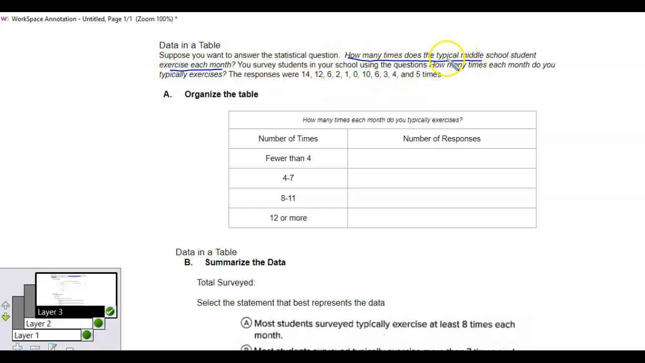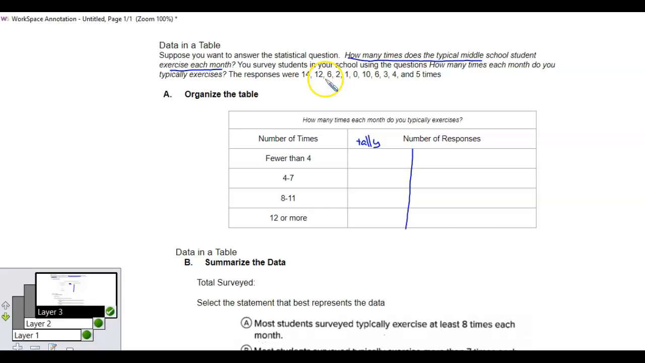Notice it uses the word typical. All right. There's lots of answers. Notice these are the answers we got. You survey students using the question, how many times each month do you typically exercise? Okay. And here's something we're going to put in this table. Here's something I like to add. I like to put a tally section. I'm going to do it in a different color. I'm going to do it in green.